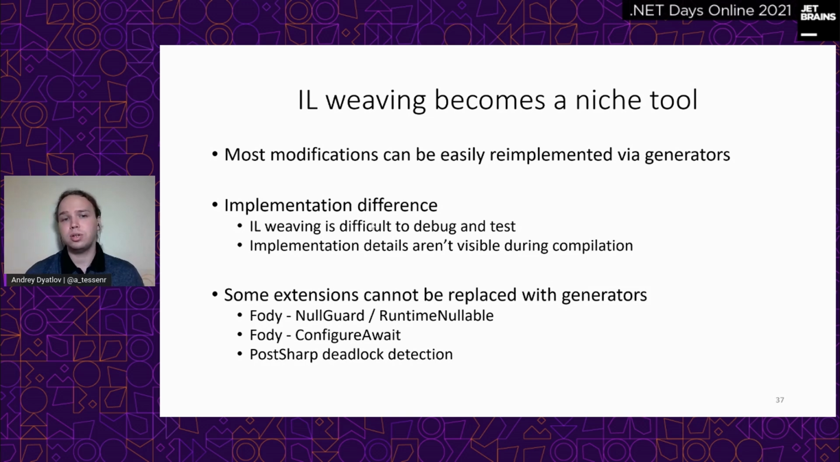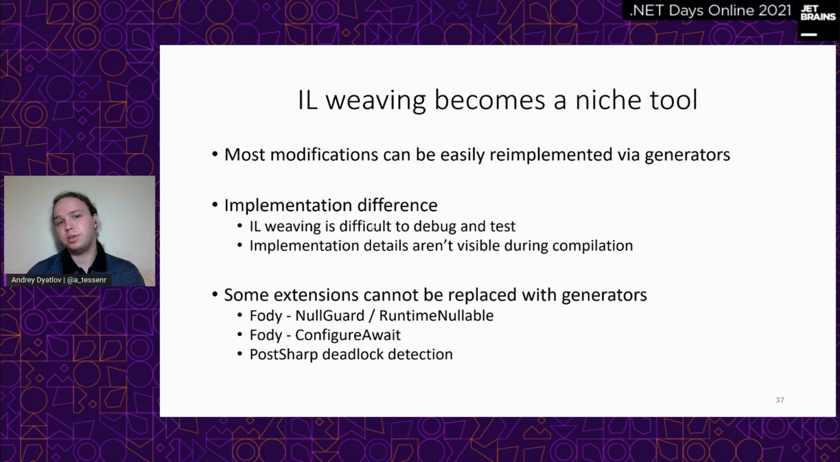And some extensions are actually almost impossible to replace with generators. For example, with Fody, you can add null checks for every method. This is something you probably don't want to do with decorators. You are able to add ConfigureAwait to every call in your program. And since this call might be located deep within a method, you won't have an extension point for source generators there. For example, with PostSharp, you can add deadlock detection by dropping a line in a log every time you work with some synchronization primitive.